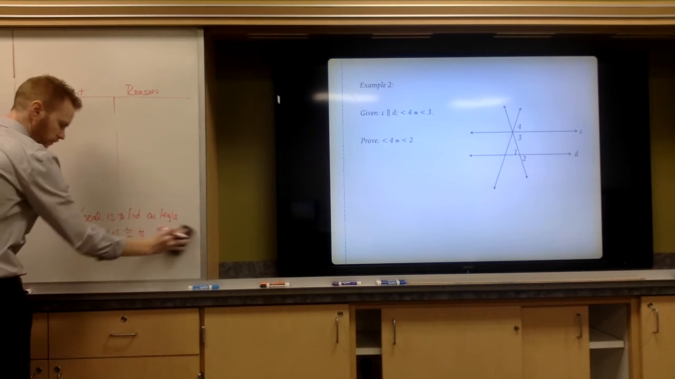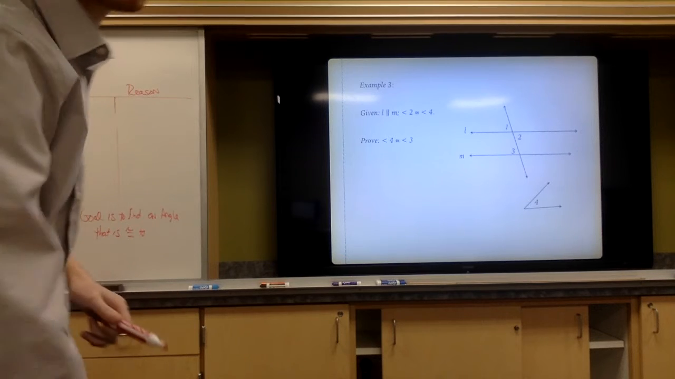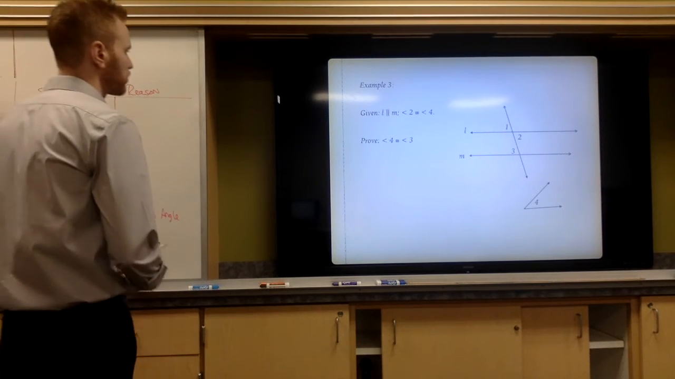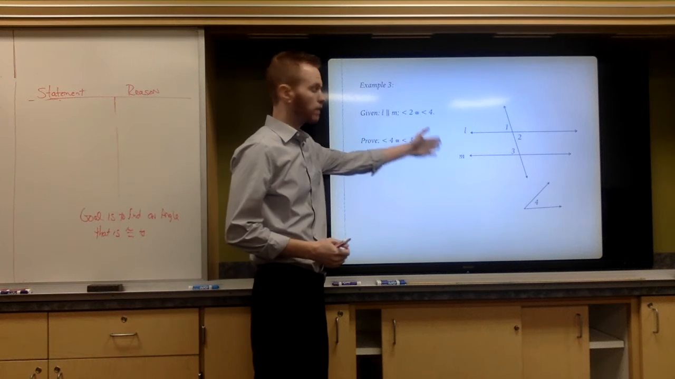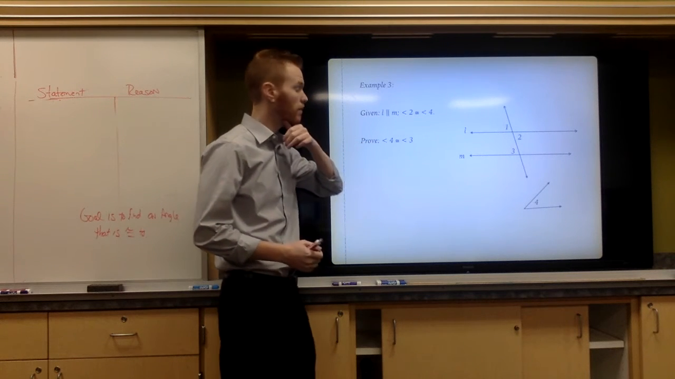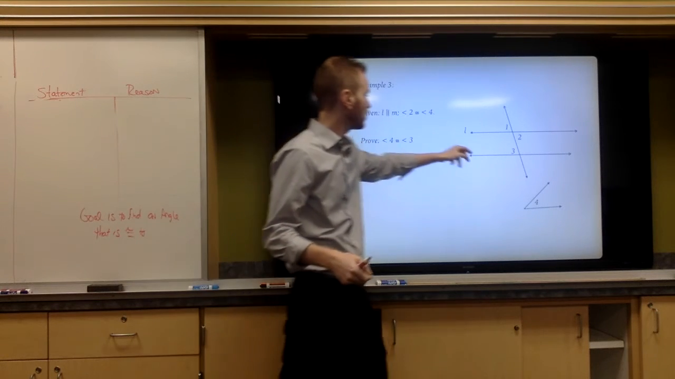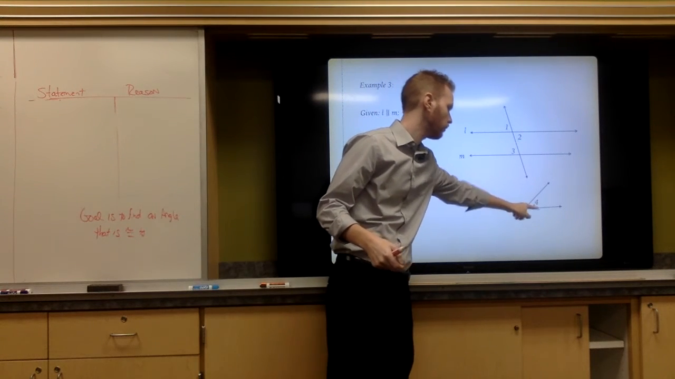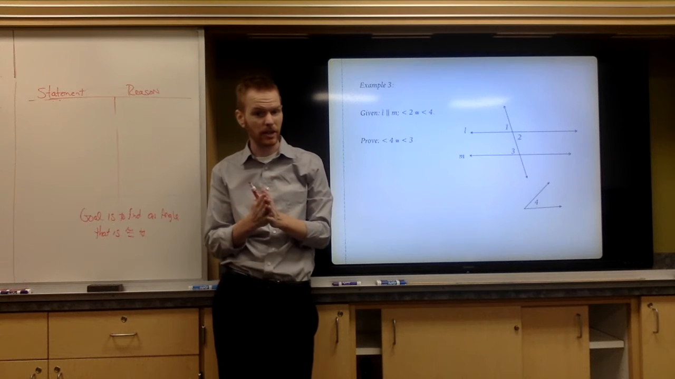Okay. We got one more, and then we're going to change gears. So example 3. We're given that L and M are parallel, so that means we can use alternate interior, alternate exterior, all that stuff. Angle 2 is congruent to angle 4. They tell us that information ahead of time. That's very nice of them.